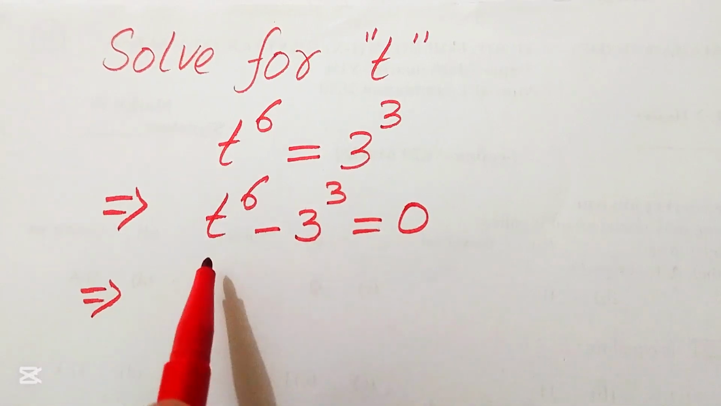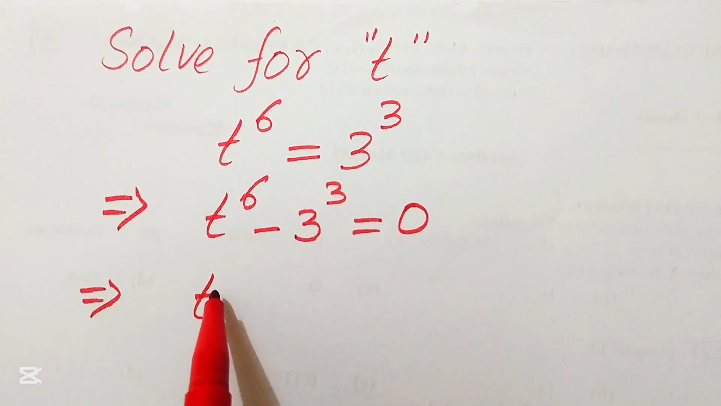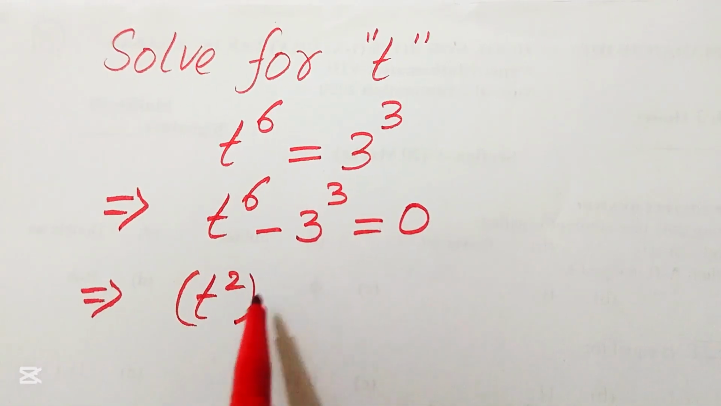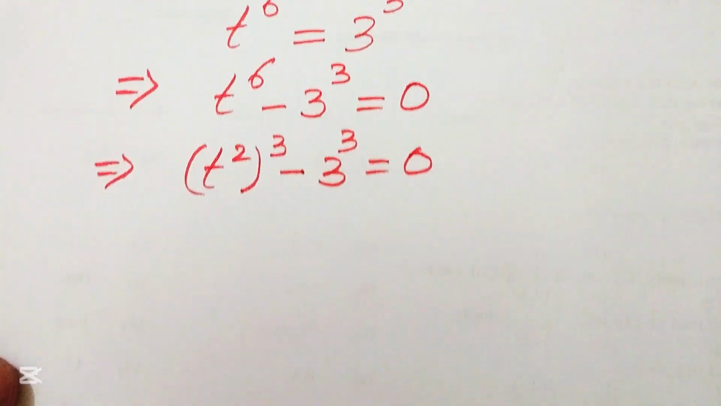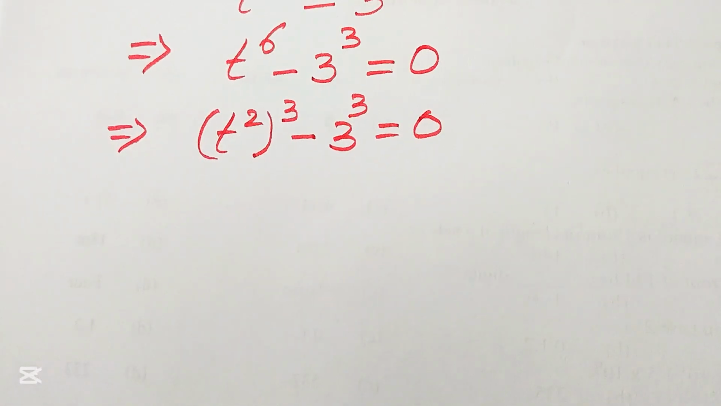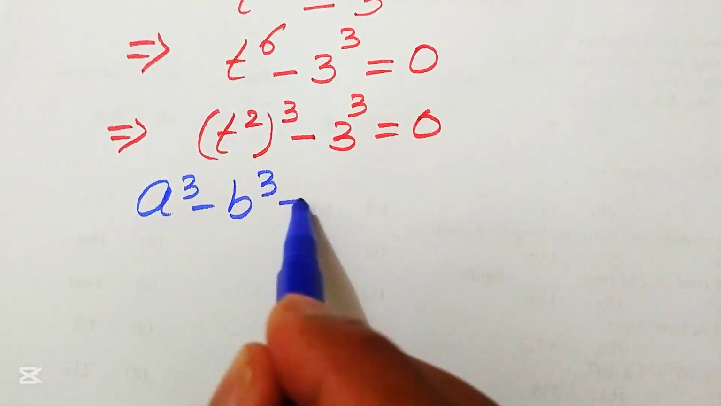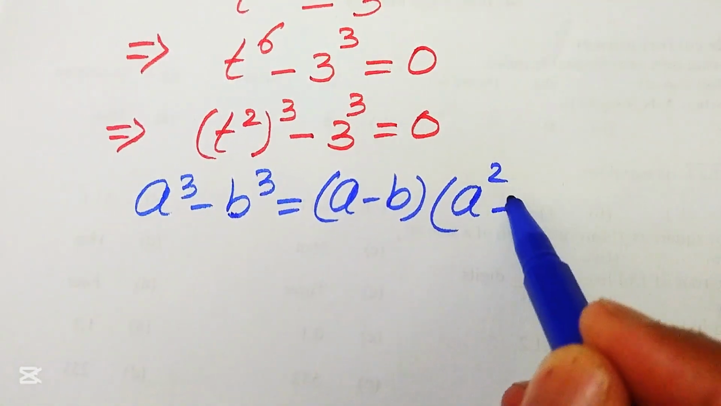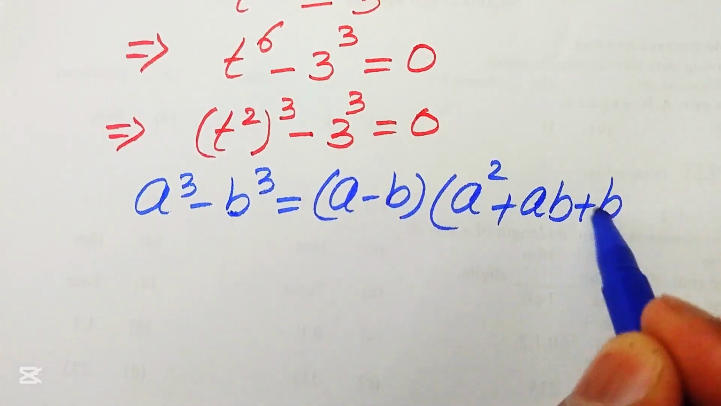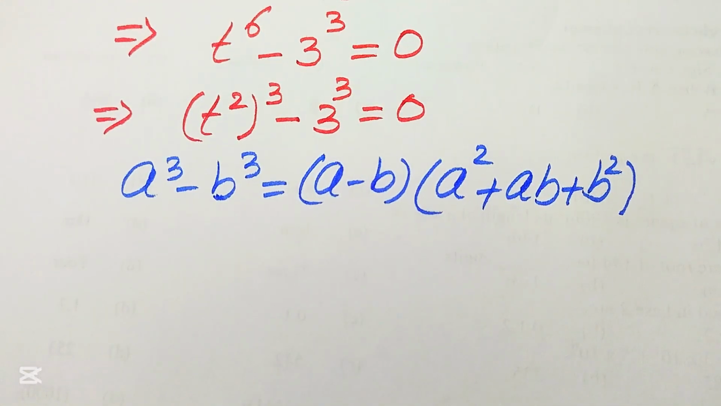And now in the next step we rewrite this equation. This is t to the power of 6, so we write it as t squared, and its whole cubed, minus this is our 3 cubed, and this whole equation equals 0. So now you see this equation will become cubic in the t variable, so that here we can apply the cubic formula. You know that if we have a cubed minus b cubed, it equals a minus b times a squared plus ab plus b squared.